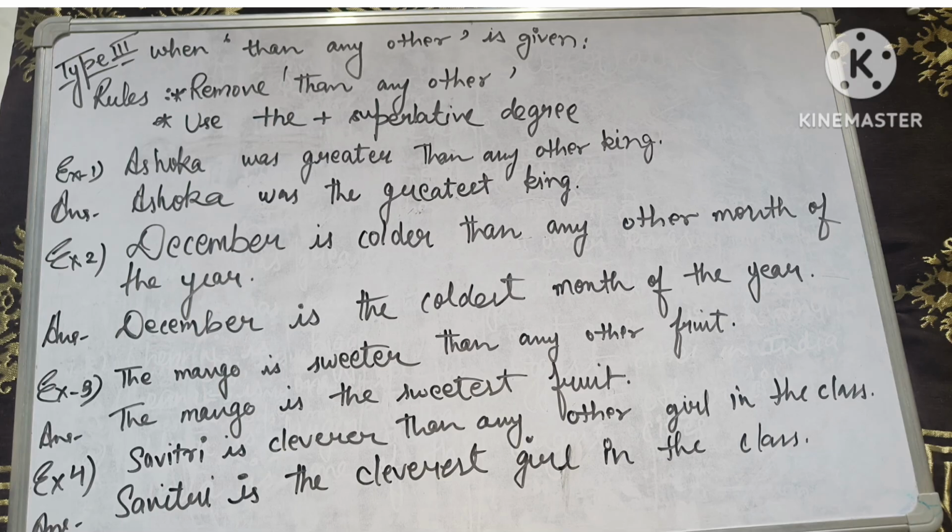Then sentence number 2: "December is colder than any other month of the year." We will begin with the same words: December is the coldest. Then what is given after "any other"? Month of the year. So you will rewrite: the coldest month of the year. "The mango is sweeter than any other fruit." The mango is the sweetest fruit. "Savitri is cleverer than any other girl in the class." After "any other", girl in the class is given. So you will write: Savitri is the cleverest girl in the class.